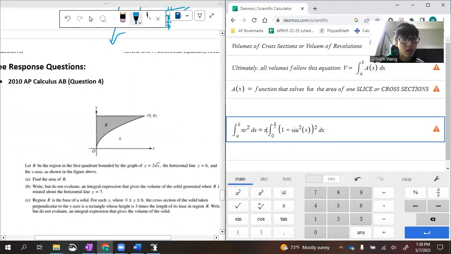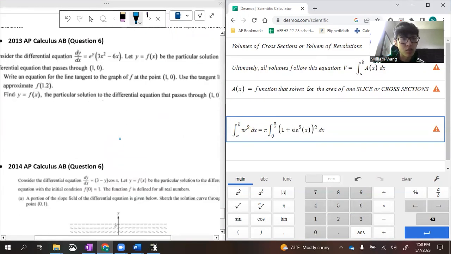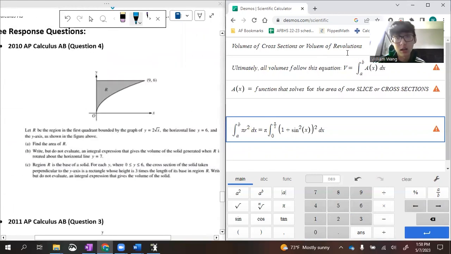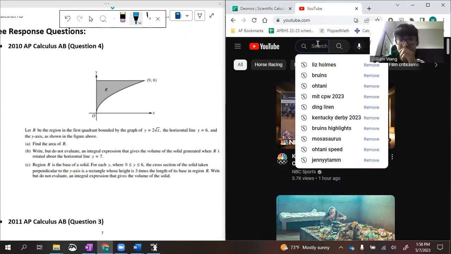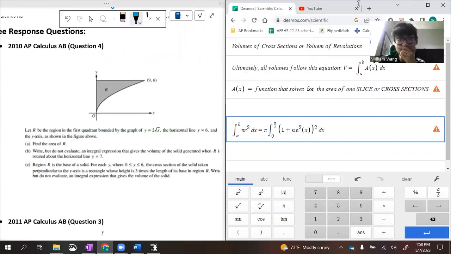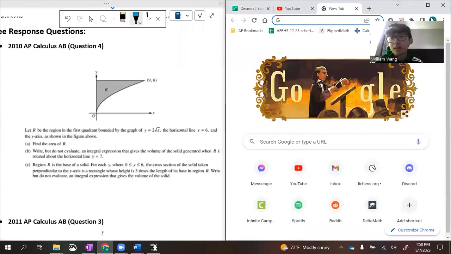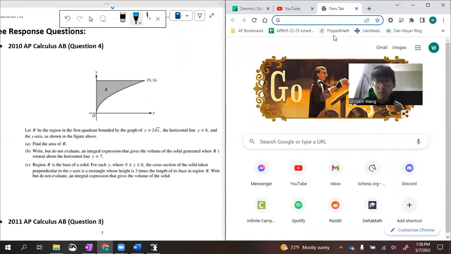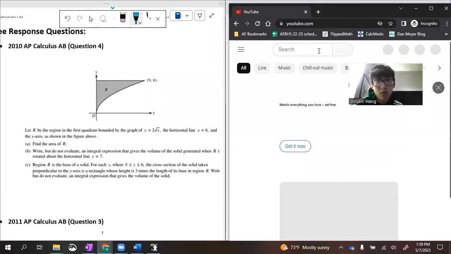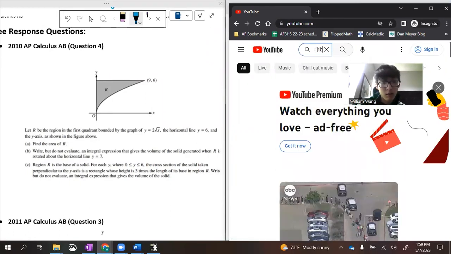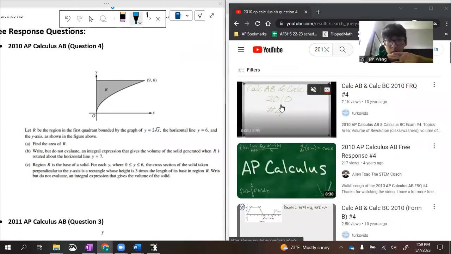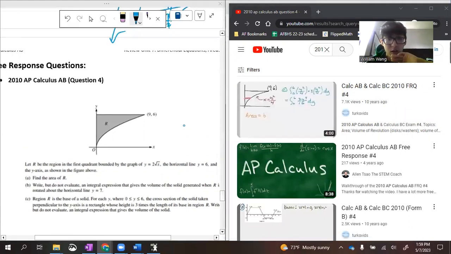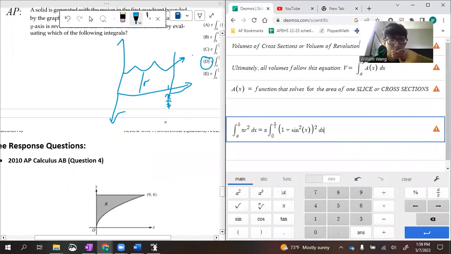Cool. I'm going to pause there. These questions at the end, of course, you can Google these. You can put them on YouTube. I'm actually going to show you guys how to do this really quick so you can look it up yourself. So you would look up 2010 AP Calculus AB question 4. There's a bunch of people that do this problem right here. The most popular one is Turksvids. I like him because he goes through the problems fast. He doesn't talk too much like I feel like I often do. But yeah, that is how you would go about solving those.